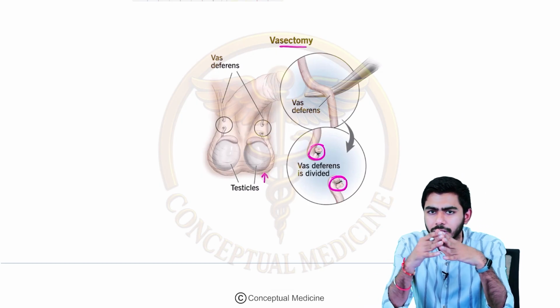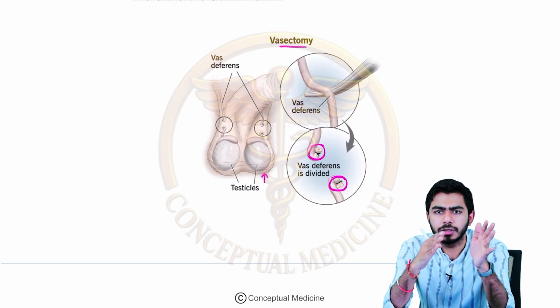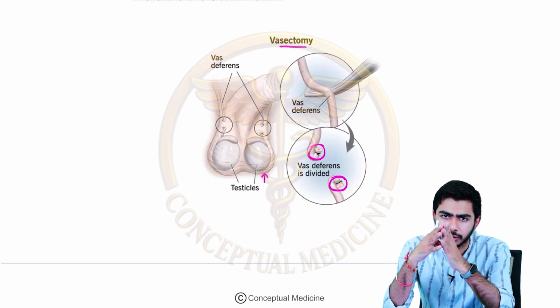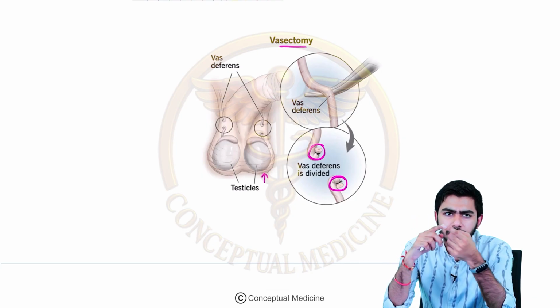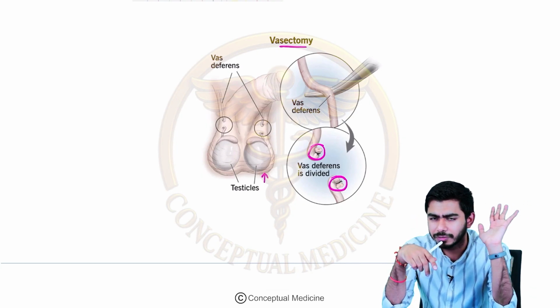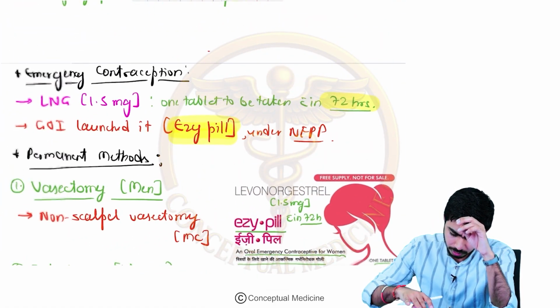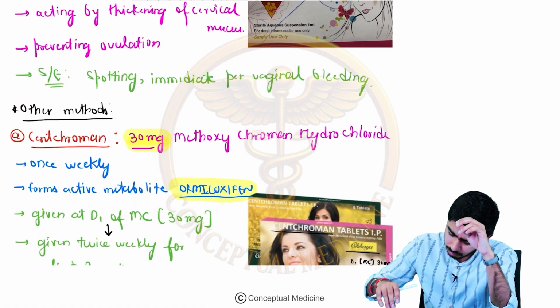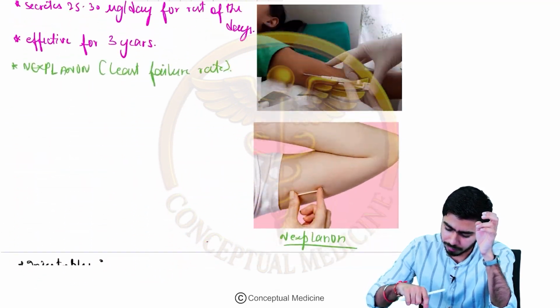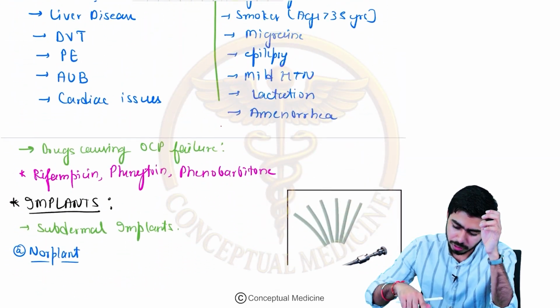In this section we had to talk about the OCPs and the other kinds of contraceptive methods, and the intrauterine contraceptive devices in the previous section only. In this particular section, we had to talk about emergency contraception, the OCPs, then Antara, Chaya, and some subdermal implants and all of these things, right?